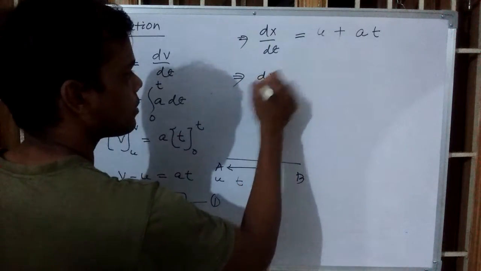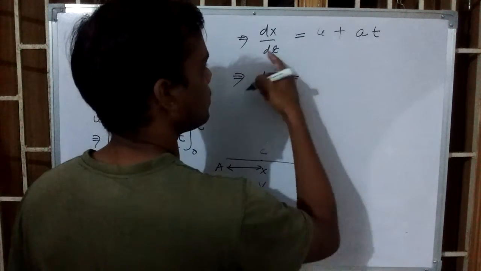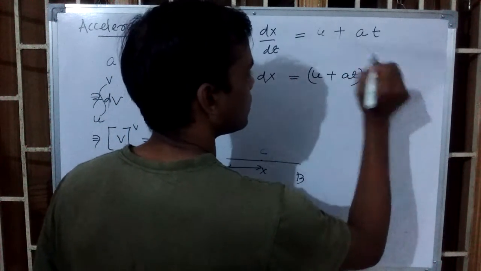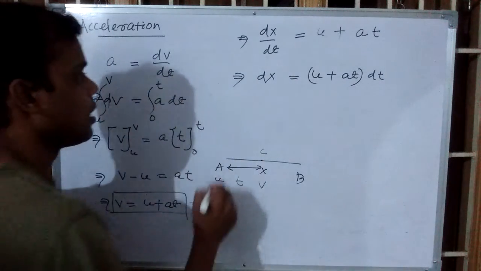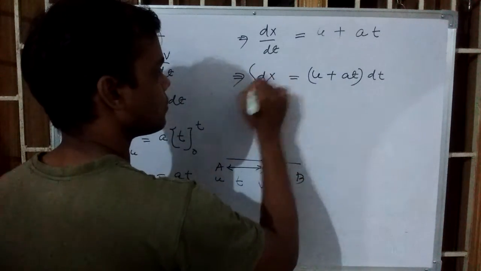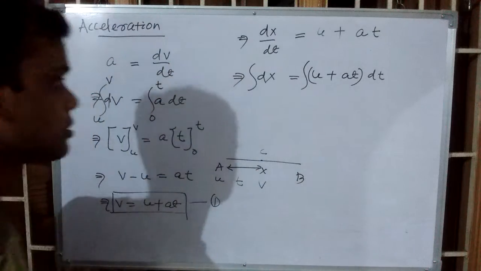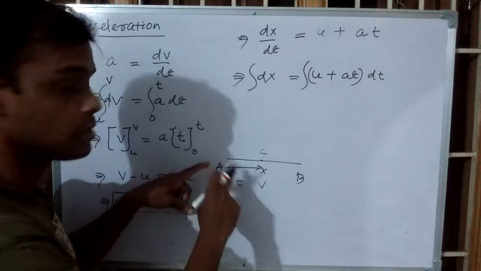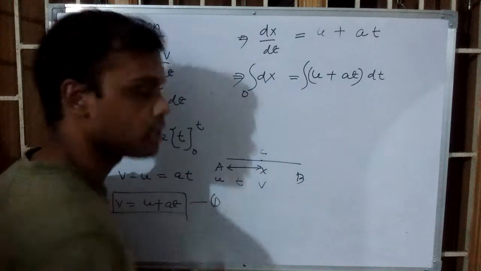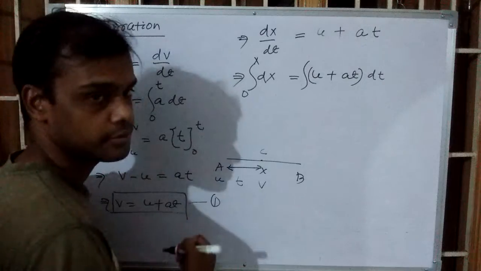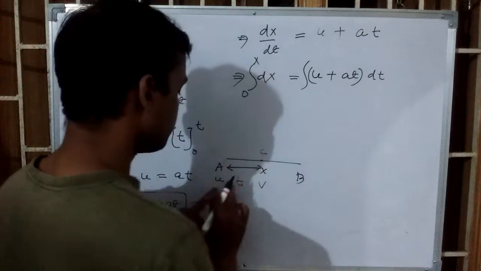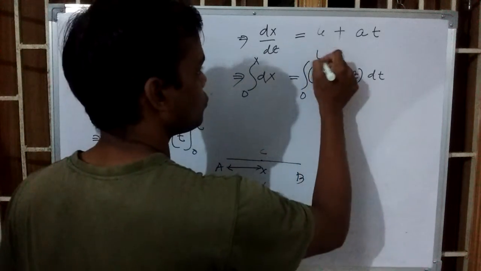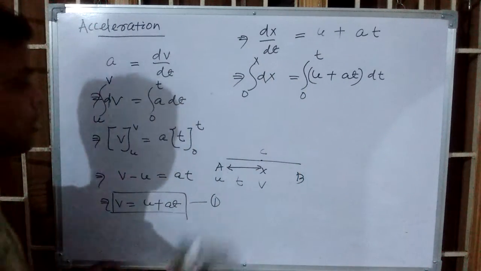Now I will write here dx and transfer dt to the other side: dx equals u plus at dt. Now I will integrate it. So if I integrate it, how to put the limits? The starting point of x is 0 and the end point is x itself. And t obviously 0 to t, because this is time instant t and this is 0 instant. So 0 to t. Now we shall integrate it.